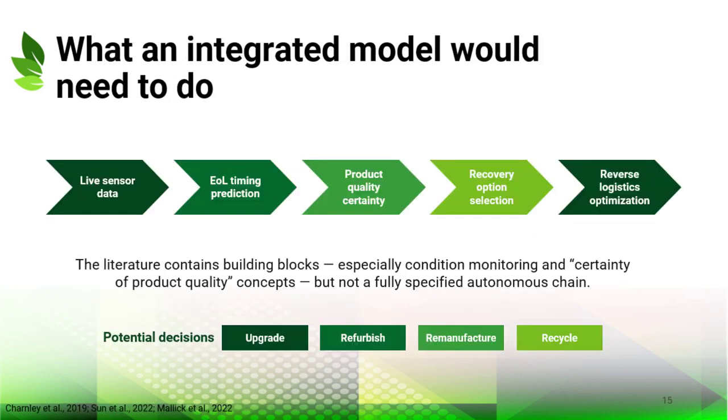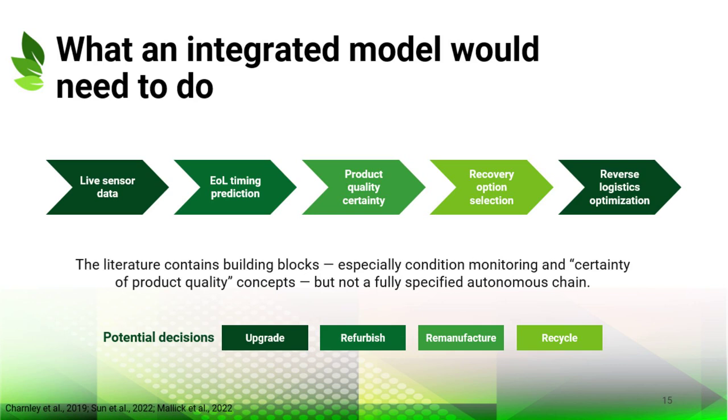This slide illustrates what an integrated model would need to do. It would begin with live sensor data from products or assets in use. The system would then predict the likely end-of-life timing for each product, not only general failure risk. It would also estimate the certainty of product quality, meaning the expected condition of a returned item and its suitability for reuse, refurbishment, remanufacturing, or recycling.